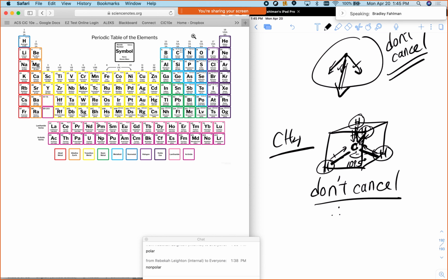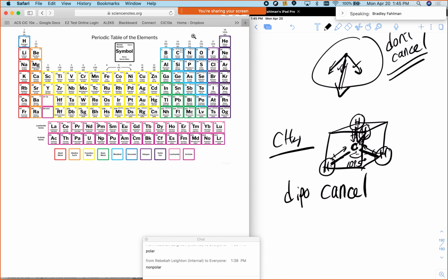Sorry, I totally screwed up. I think I said something and I wrote something totally different. So these two totally will offset these two. So they will cancel. The dipoles do cancel.